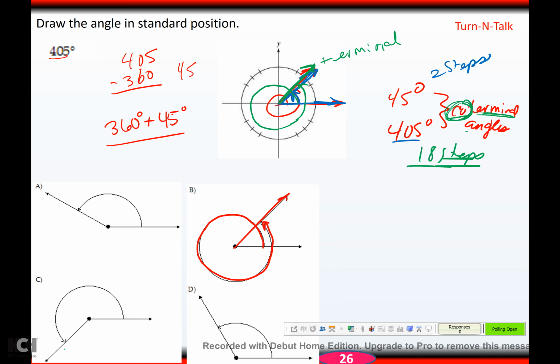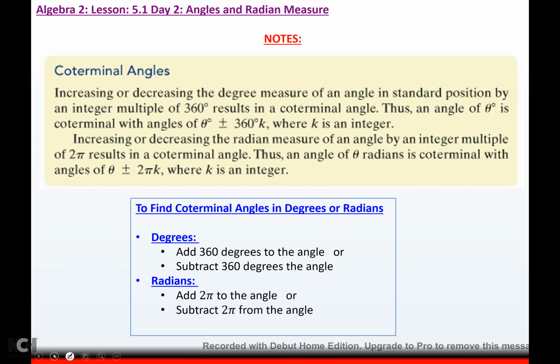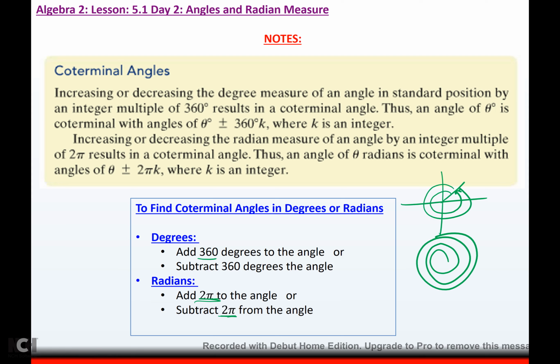Okay, so to find them, if you're in degrees, you simply start adding 360 or subtracting 360. If you're in radians, you're going to add 2 pi to get a positive and subtract 2 pi to get a negative. Because a circle has 360 degrees in it. So if you stop here and you go 360 degrees more, you'll be in the same position. Same with 2 pi, because 2 pi is the same as 360 degrees.